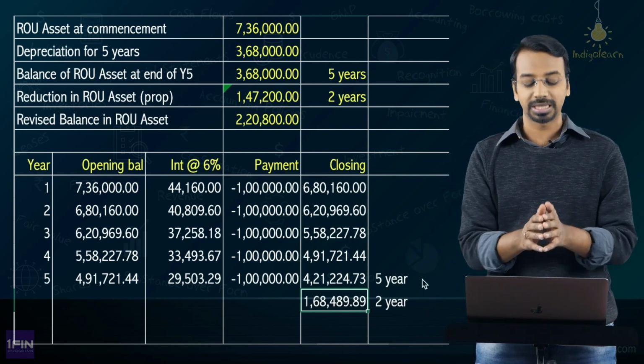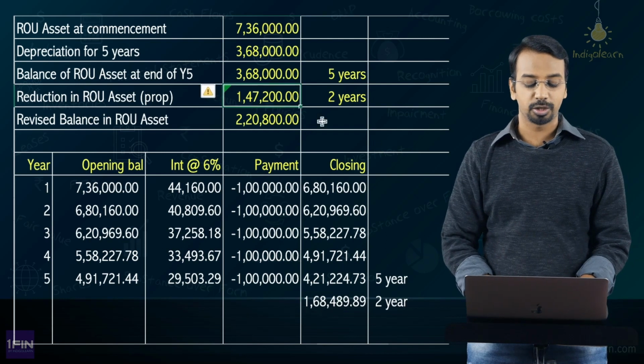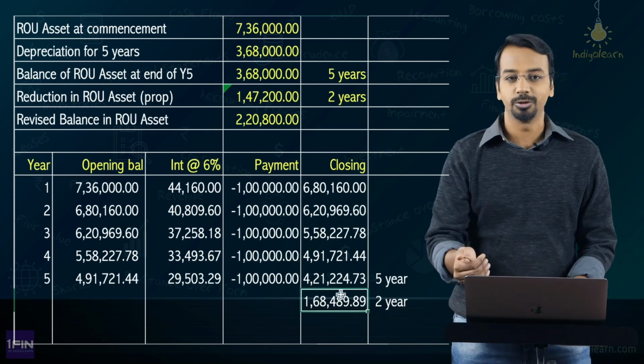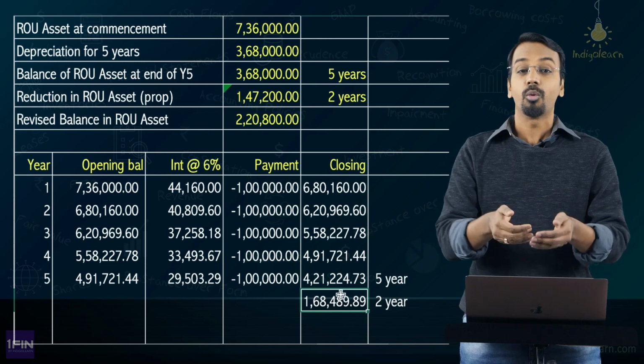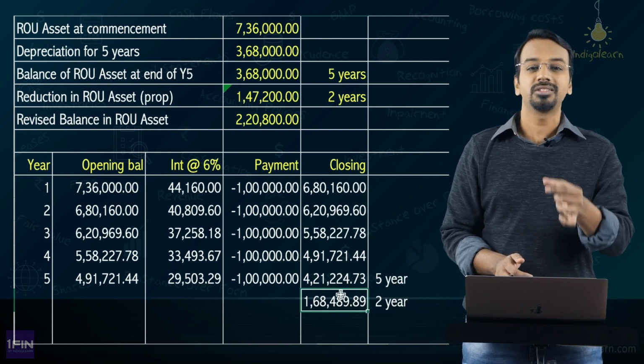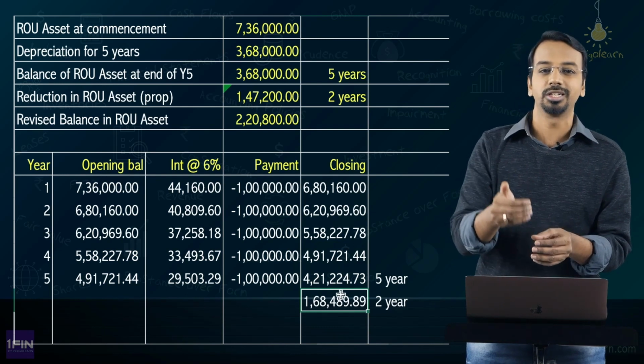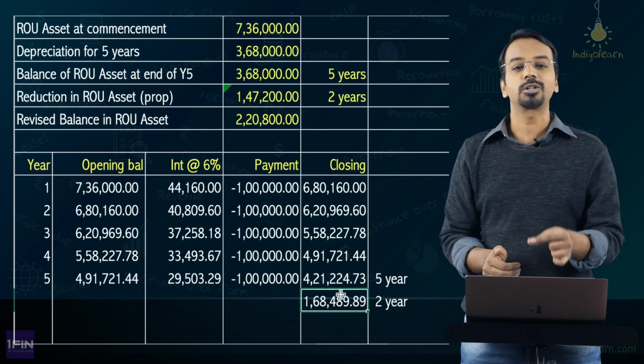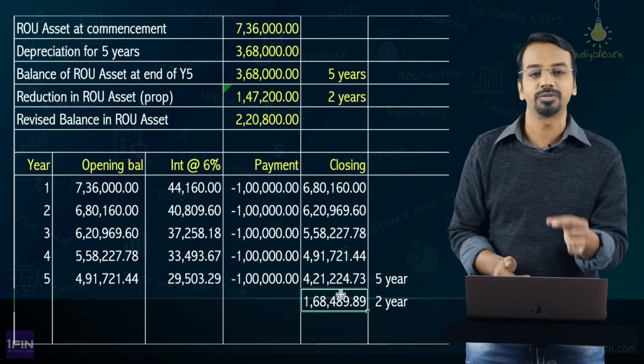So you should not make the mistake of saying that because here I have reduced it by 2/3, the lease liability also will be reduced by 2/3. That is not what you should be doing. What you should be doing here is, for the remaining 3 years, had the original contract continued at 1 lakh per year, what should be the present value of that liability?